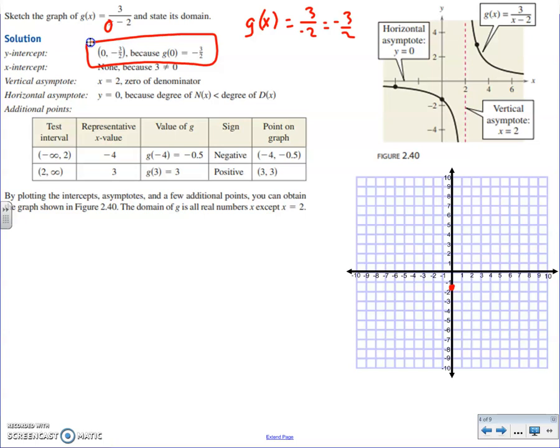Alright, they have the x-intercept. They say there's none because 3 cannot equal 0. The solutions, the roots, come from the top equaling 0. You can also say this: x-intercepts are found when y is 0.